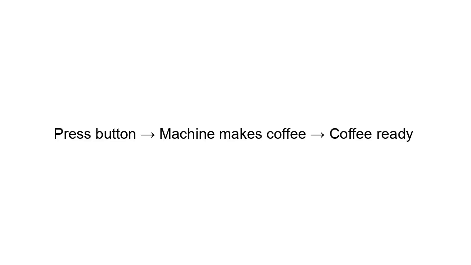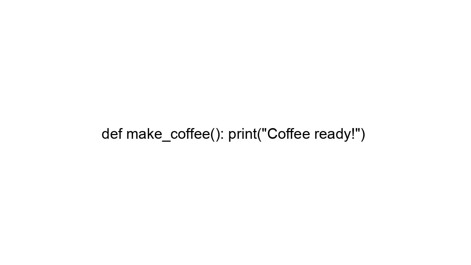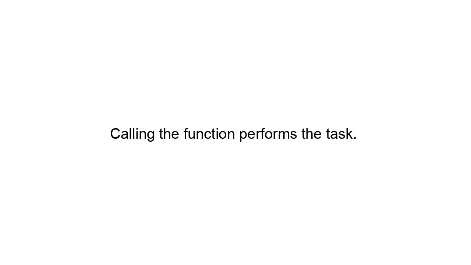Real-life example 3. Coffee machine. Imagine a coffee machine. Steps: press button, machine makes coffee, coffee ready. Programming version: def make_coffee(): print("Coffee ready"). Calling the function performs the task.